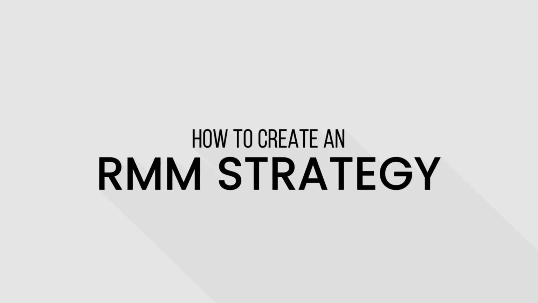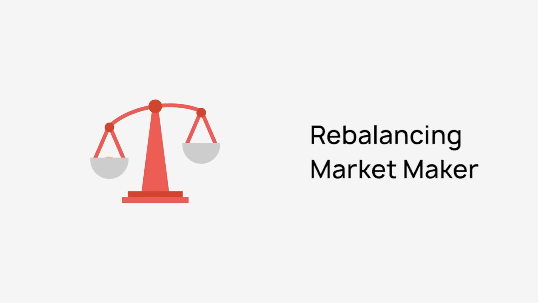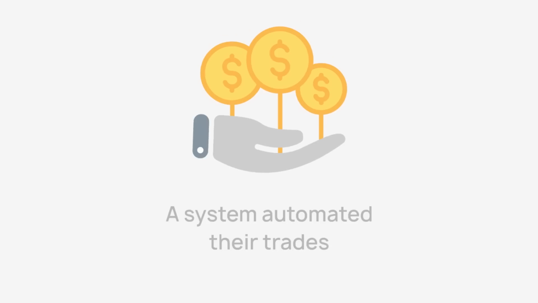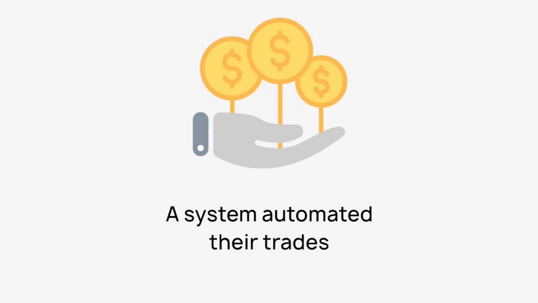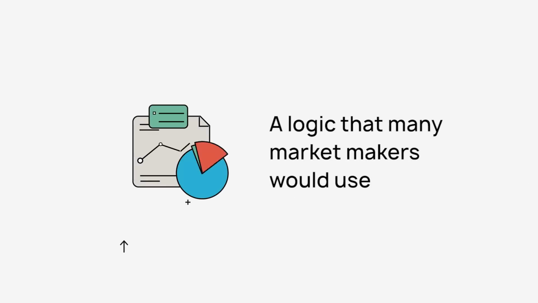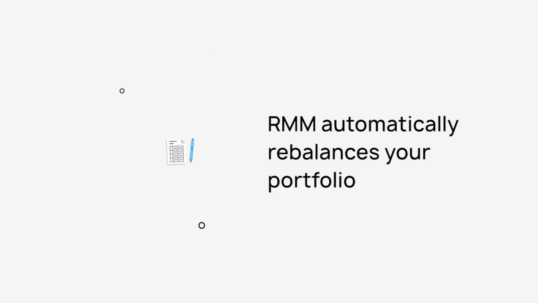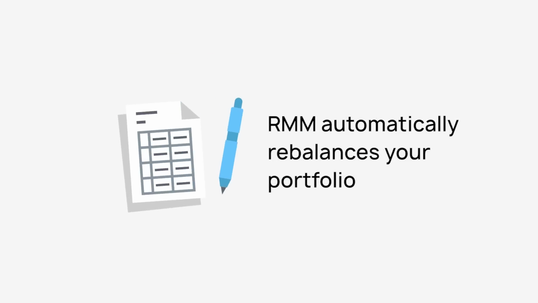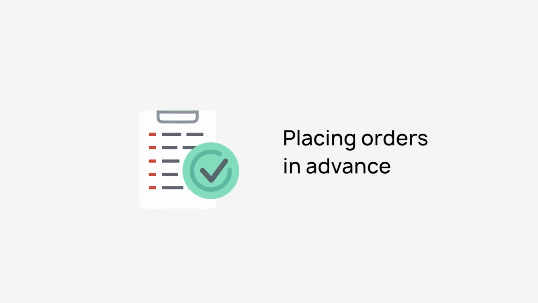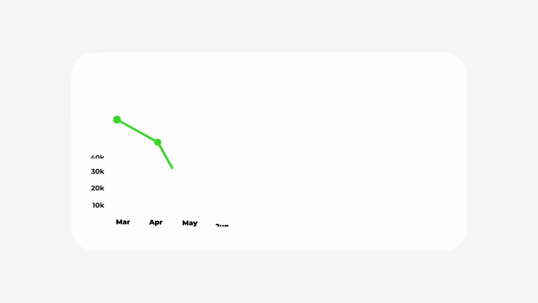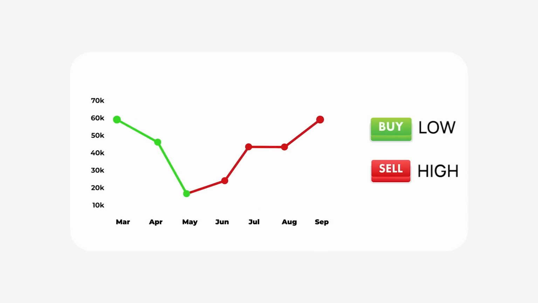How to create an RMM strategy. Rebalancing Market Maker, or RMM, is a system that allows investors to automate their trades using a logic that many market makers would use. RMM automatically rebalances your portfolio to maintain a fixed ratio of assets by placing orders in advance, capturing price fluctuations by buying low and selling high.